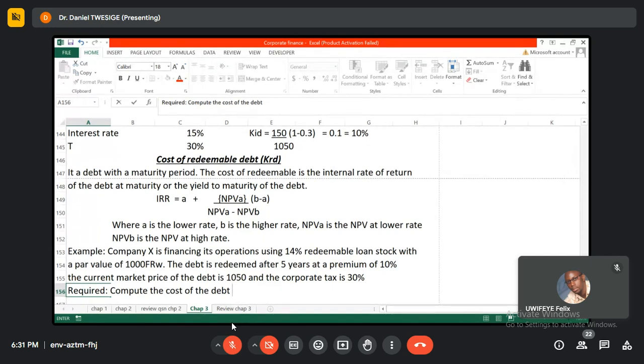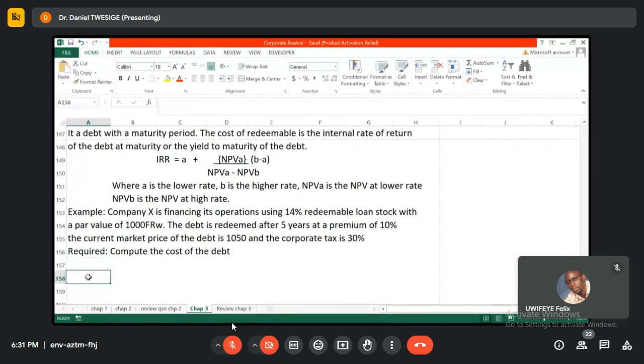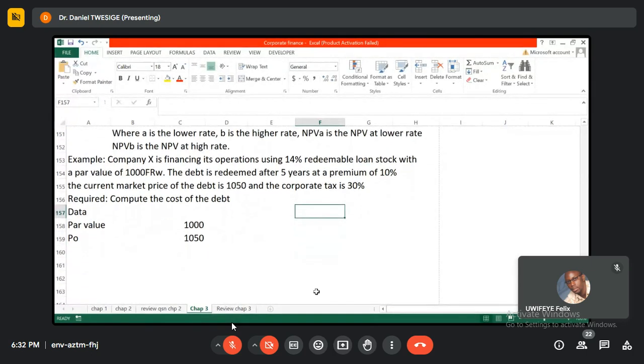Now, how do I attempt? I'm going to first get my data from the question. What's the data I have? I have the par value of the debt, which is 1,000. I have the market price of the debt, which is 10.50. I have the redeemable value of the debt, which is going to be redeemed at a premium. It means it is 10% plus 1,000, or 1.1.